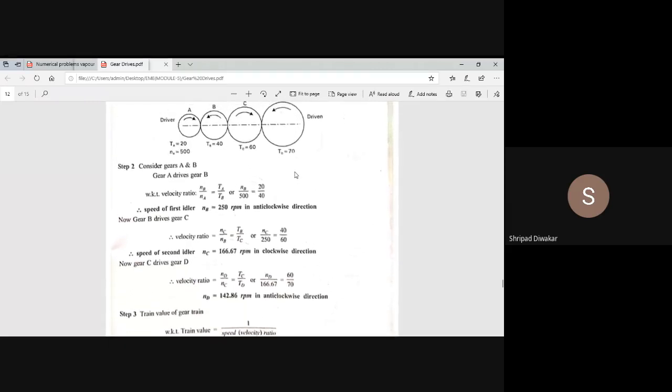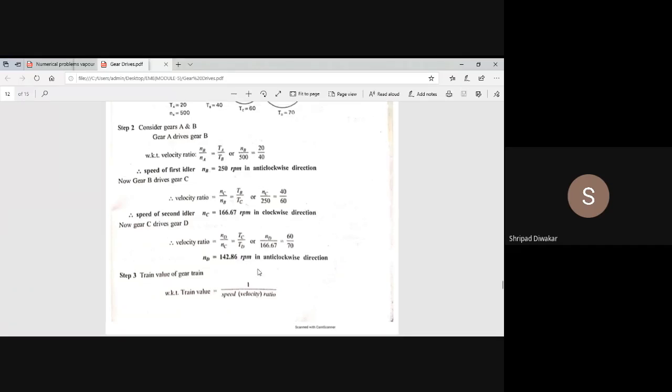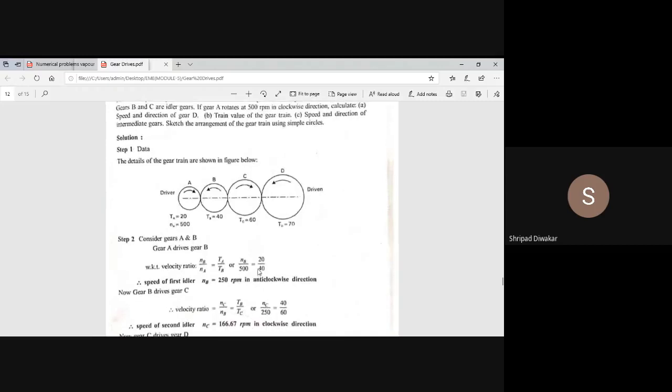Now you have to apply between C and D. How to write the velocity ratio? ND divided by NC, always last by first, that is ND divided by NC equals TC by TD. So ND divided by NC, which we just calculated as 166.7, equals 60, the number of teeth on TC, divided by 70. As I said, you'll get still less than that of NC. We are getting around 143 RPM in the anti-clockwise direction. Next, just apply a simple formula and you'll get the speed.